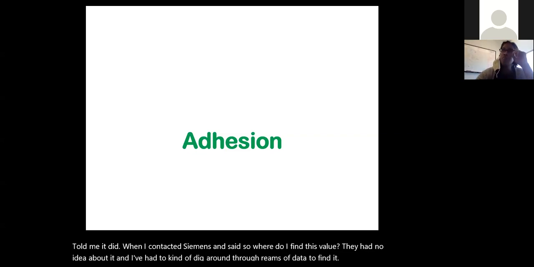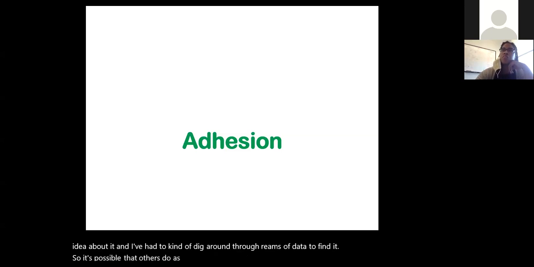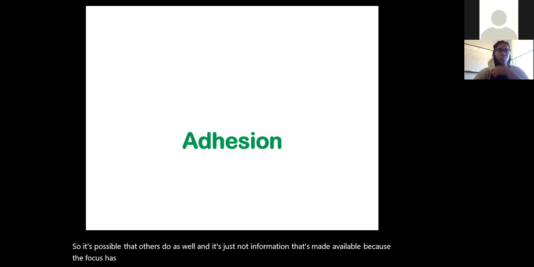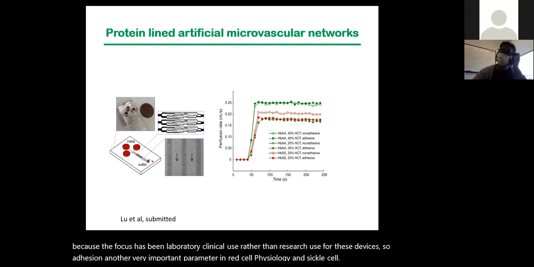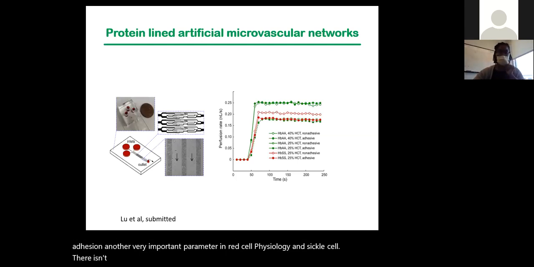So it's possible that others do as well, and that's just not information that's made available because the focus has been laboratory clinical use rather than research use for these devices. So adhesion, another very important parameter in red cell physiology and sickle cell. There isn't a frequently used control that's shipped to you, like the ADVIA device, to measure adhesion. This is something that's definitely a work in progress.